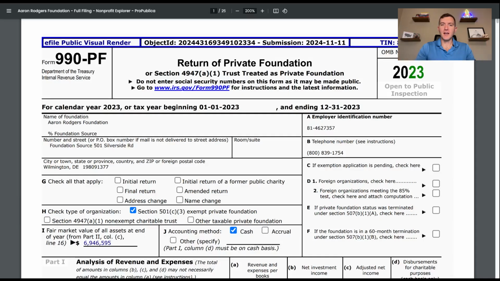Now that we went over the 10 mistakes, we're going to look at a return that is done properly. I'm going to use Aaron Rodgers. I'm originally from Wisconsin. Aaron Rodgers was the quarterback for the Green Bay Packers for a long time. He has a foundation here with almost $7 million of assets. This return is being done by Foundation Source, which is another great group that helps people with foundations. And so we're just going to dive right in.